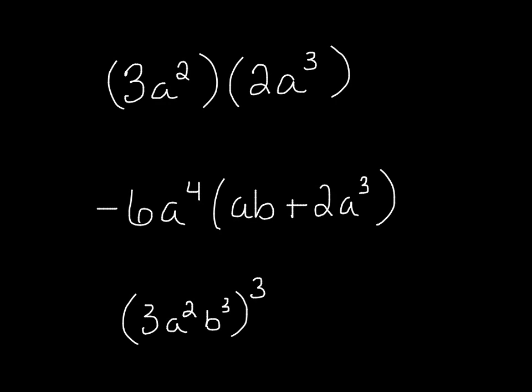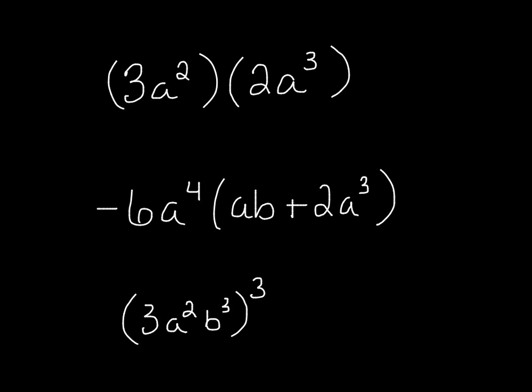Okay, Algebra 1, here are a few examples on how to multiply monomials by monomials and then binomials by binomials. And then you have one where you're going to have a monomial raised to a power. So let's look at this first example up here, 3a squared times 2a to the third.